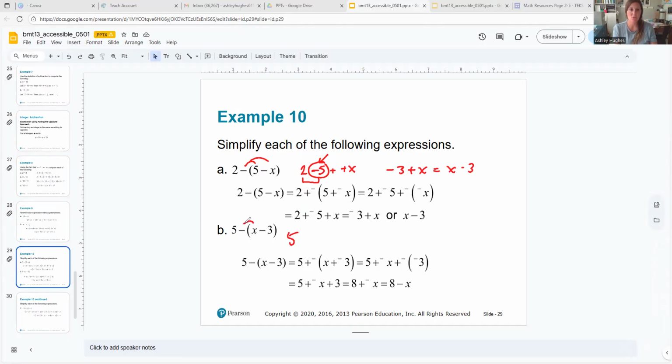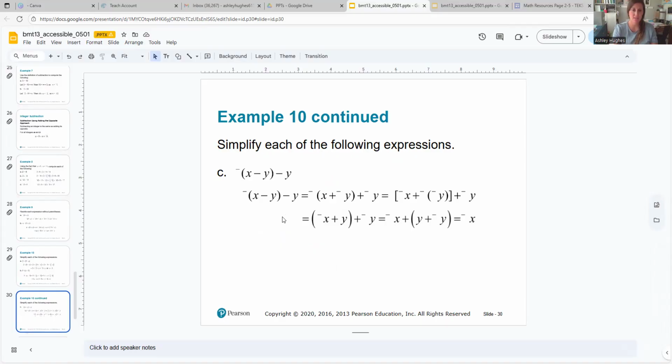This is 5. Distribute this negative, so minus x minus a negative 3 is plus 3. Now I notice this 5 is a positive. This 3 is a positive, so I have negative x plus 8, or 8 minus x. Then distribute. So negative x minus a negative is plus y minus y, and these guys would add to 0. So you just get negative x for that problem.